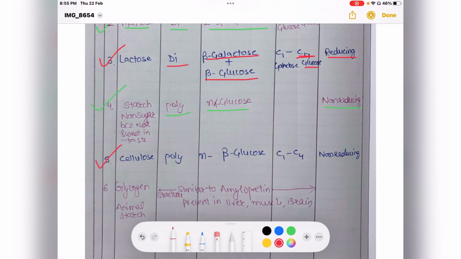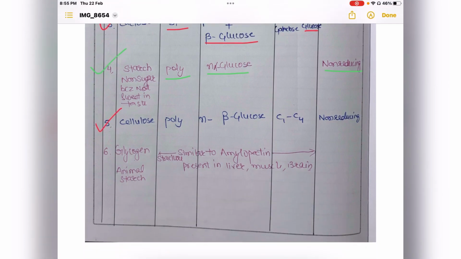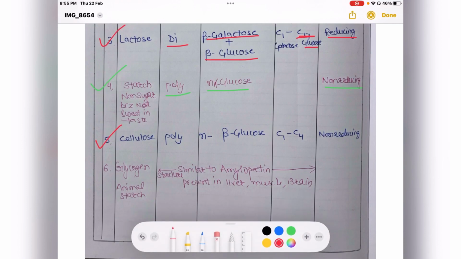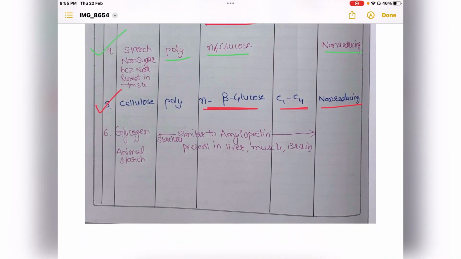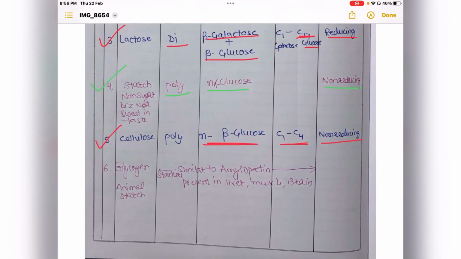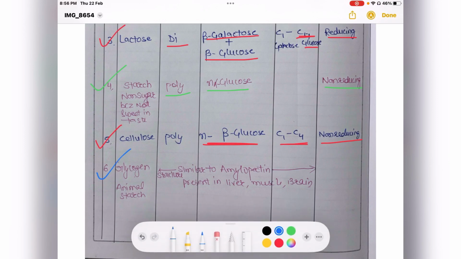Then next is cellulose. Cellulose is a polysaccharide. Why is it a polysaccharide? Because on hydrolysis, it produces n units of beta glucose. In this case, a C1-C4 linkage is there. It is a non-reducing sugar because it doesn't have a free carbonyl group. Then there is glycogen. Glycogen's structure is similar to that of amylopectin. It is also known as animal starch. It is present in liver, muscle, and brain.